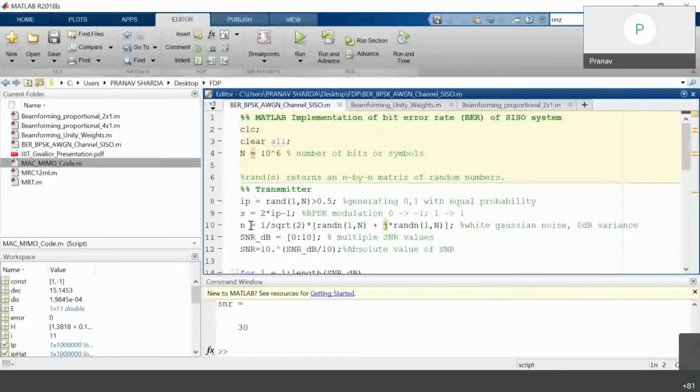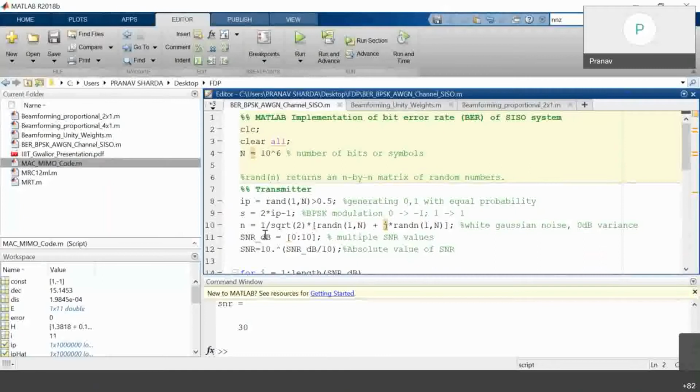Which is basically we are defining the noise, and we are considering it to be additive white Gaussian noise, which Professor Bhatnagar discussed in the previous session. So here, this is how we are generating the noise in MATLAB. So it is 1 by square root of 2 and randn, because it has to be random. Whenever we are simulating anything, it has to be random.